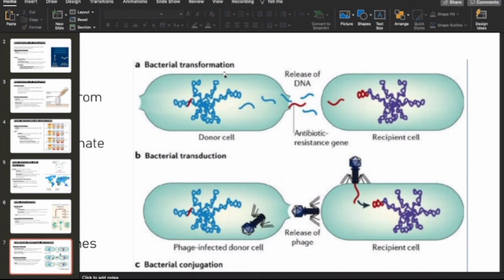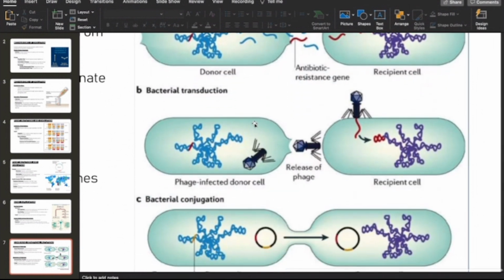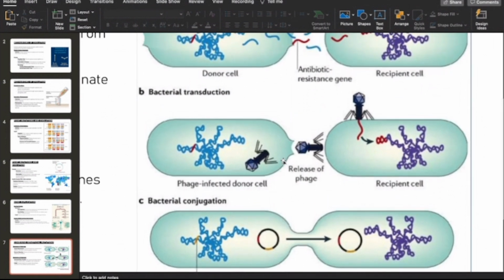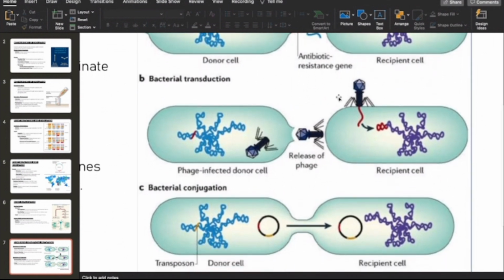That is bacterial transformation. Then we have bacterial transduction, and this is normally something that involves a bacteriophage.